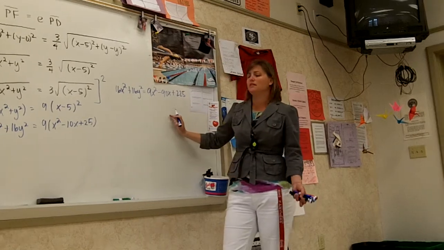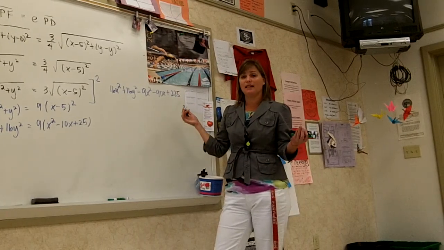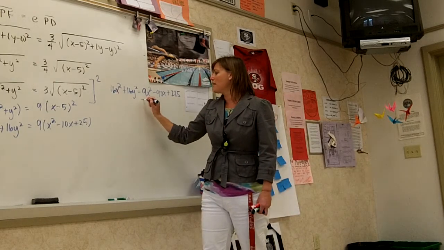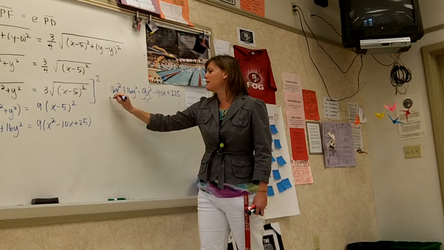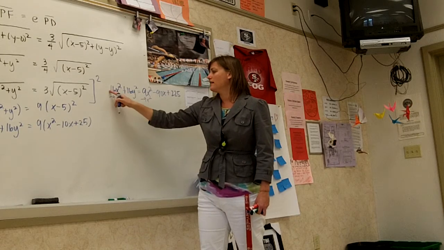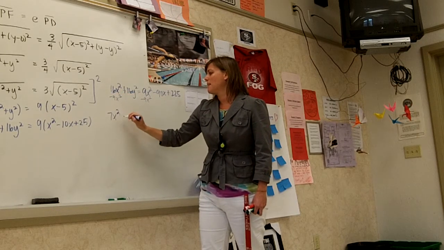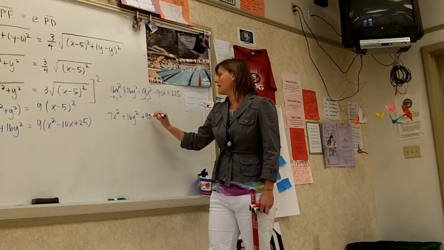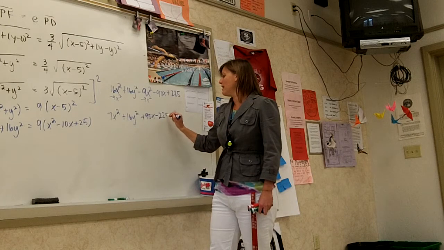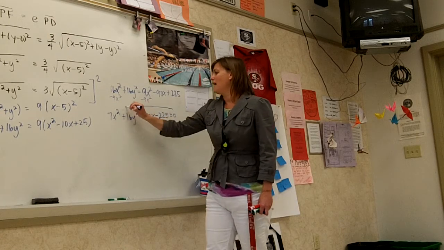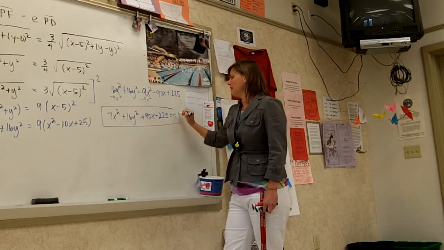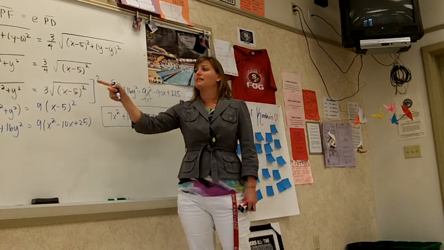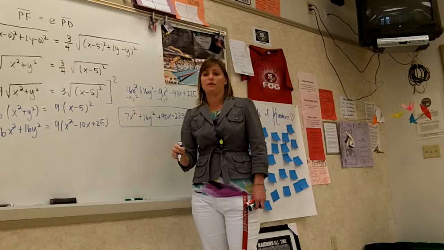And then the last thing you need to do with this problem is just clean it all up by setting everything equal to 0. So let's move this over. If I subtract 9x squared from both sides, let's see, 7x squared plus 16y squared plus 90x minus 225 is equal to 0. And there's the equation of your conic that has the focus at (0, 0), the directrix at x equals 5, and eccentricity equal to 3/4.